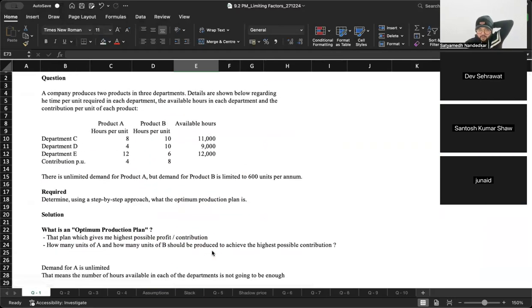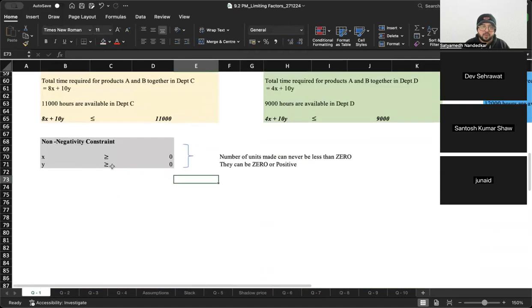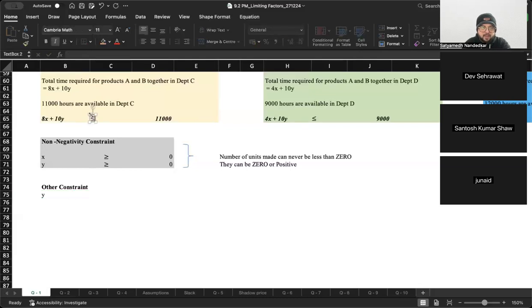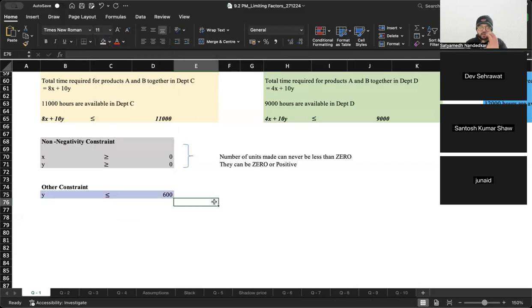There is unlimited demand for product A, but demand for product B is 600 units per annum. That means you can only sell 600 units of product B, not more. And we had written down that let y units of product B be produced. So let's write down the other constraint. What is the other constraint? That y has to be less than or equal to 600. This is the other constraint, because that is what the question says.